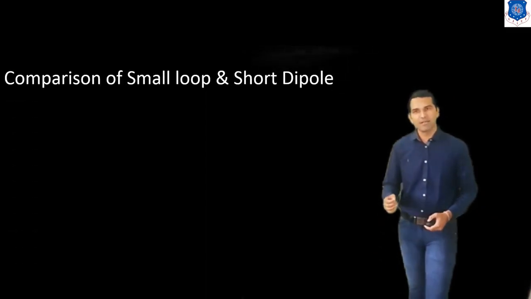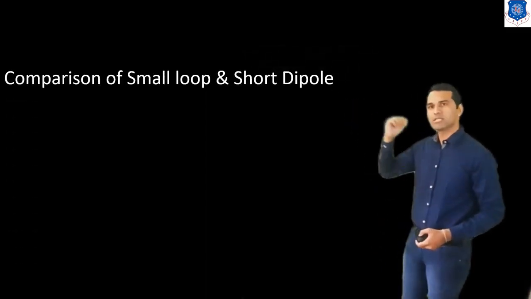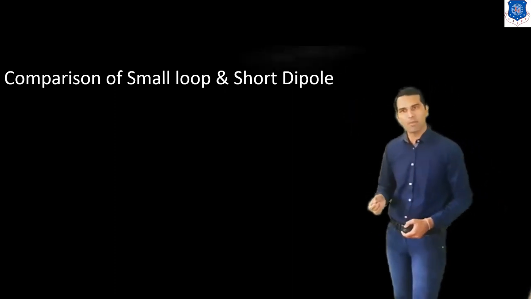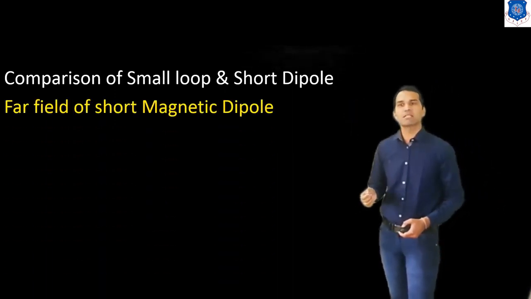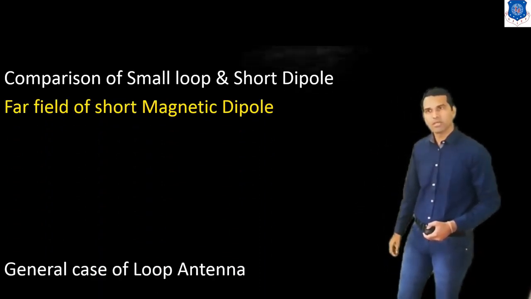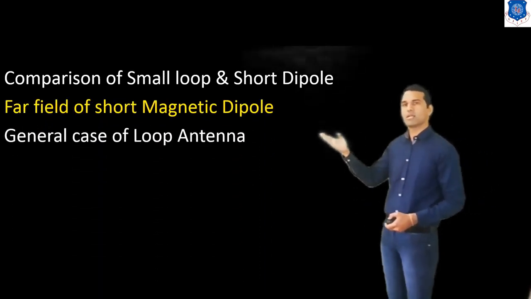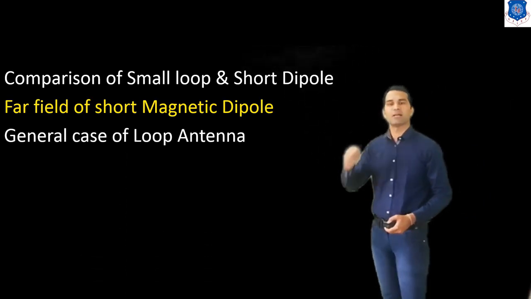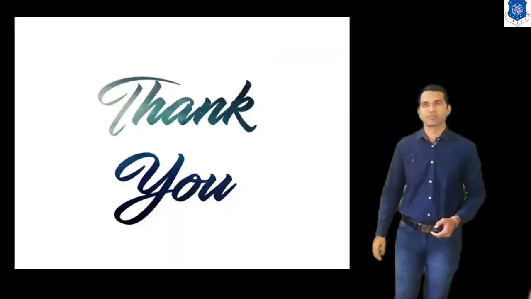So in this lecture, we discussed the comparison of the small loop and short dipole. Then we discussed the far field of the short magnetic dipole. And last we discussed the general case of the loop antenna. Thank you.